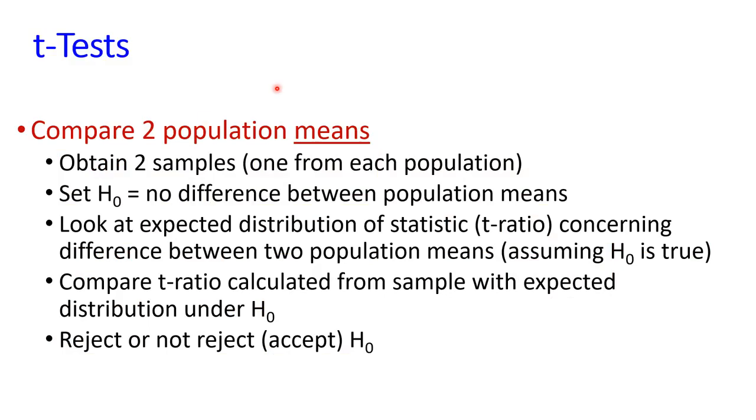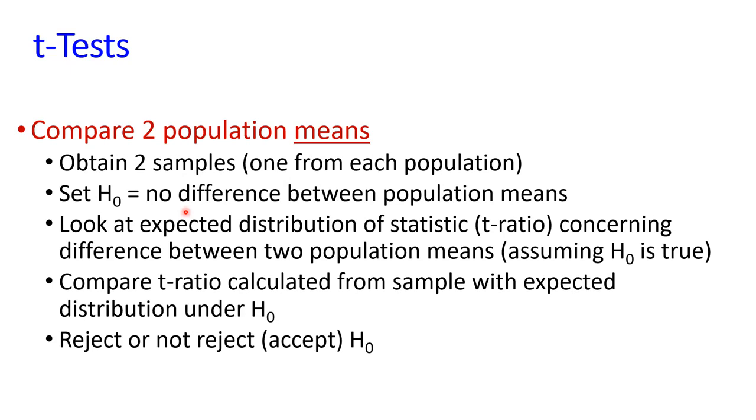So really the most common use of a t-test is to compare two population means or two sample means or two treatment means, right? So we obtain two samples, one from each population. We set the null hypothesis that there is no difference between population means. So the mean of one equals the mean of two. And specifically here we're saying that the means are the same, or that there's no difference in the means.